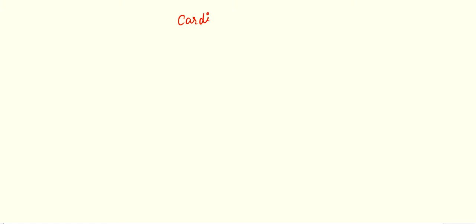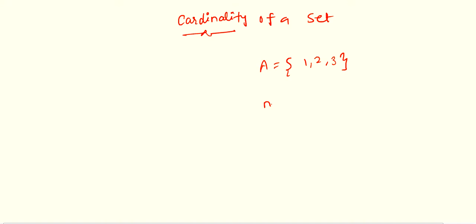Our last topic for chapter set is cardinality of a set. An easy topic. Cardinality means how many elements are present in a set. For example, set A equals {1, 2, 3}. If you want to find the cardinality of this set, you will write n(A). This n represents number. So n(A) equals 3, and this is your cardinality and nothing else.